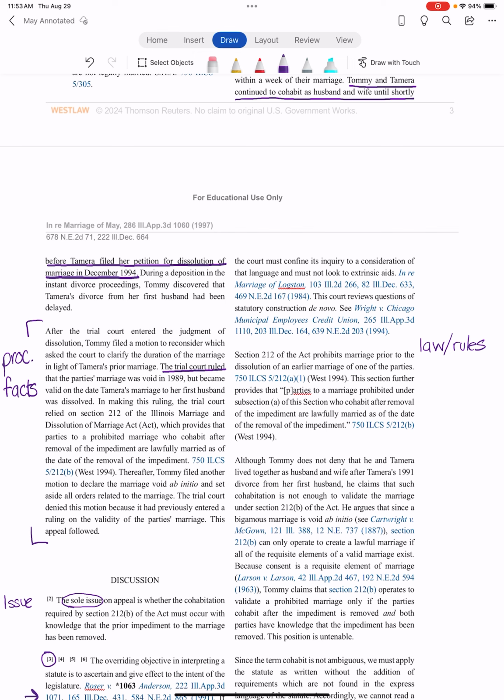This is interesting to me. This is what the trial court ruled and why. This isn't really super important because, again, I already know that they're not going to give any deference to what the trial court decided, but this might help me understand what's going on and why we're on appeal.